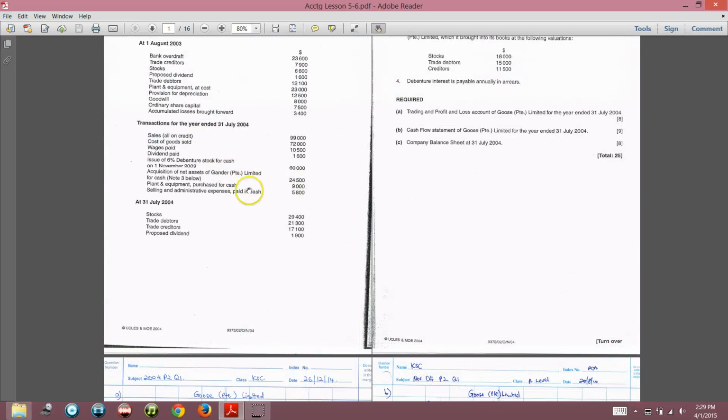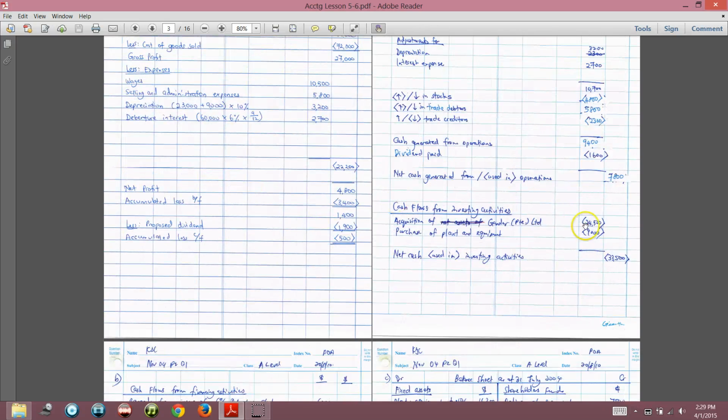Okay, transaction during the year: plant and equipment purchase for cash. So purchase of plant and equipment is money going out, so put in brackets. So this one is the net cash generated from operations. So net cash used in investing activities.